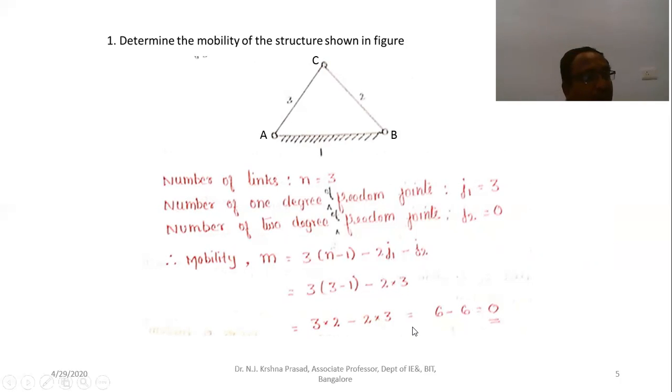If the m value is 0, you can say that it is a statically determinate structure. Statically determinate structures, in the sense, this combination of the links is meant for carrying only the load, and this type of combination of the links is not used for relative motion. That is, it is not meant for carrying the motions.